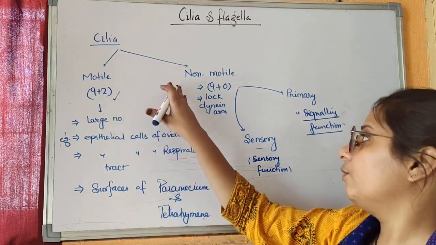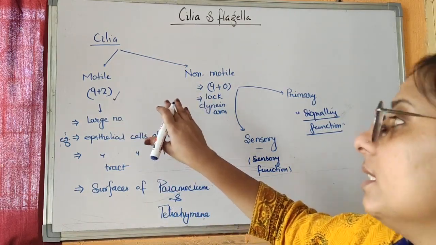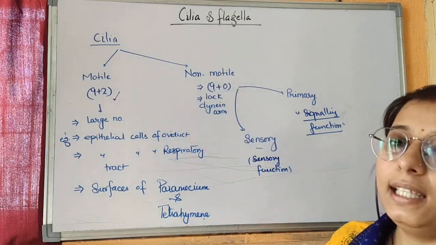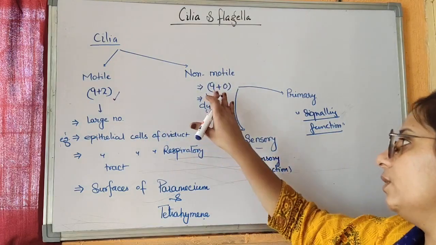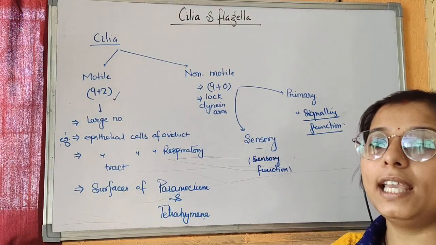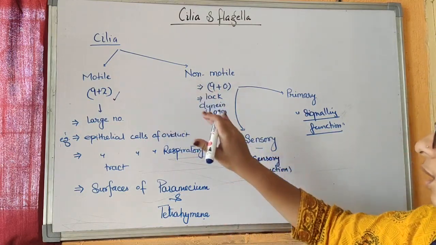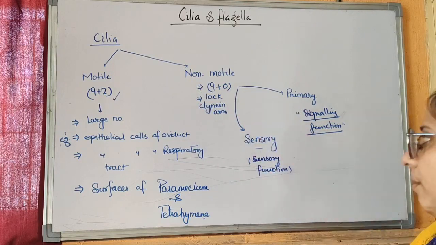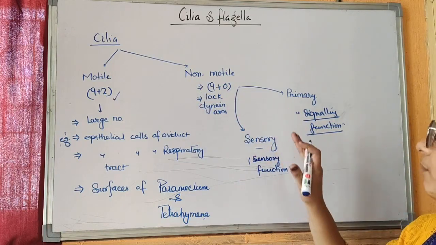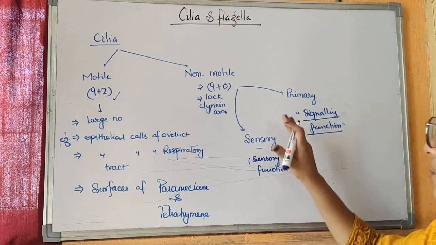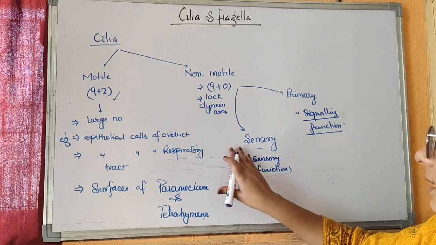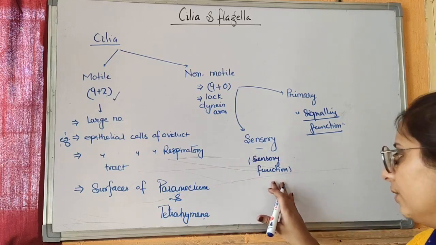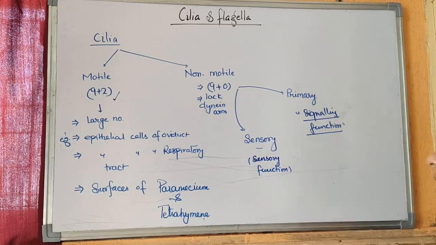But there are a few non-motile cilia present in some organisms, and these have a 9 plus 0 arrangement and there is a lack of dynein arm. But these non-motile cilia can be of two further types, sensory and primary. The sensory and primary have different processes and functioning. The sensory are involved in the sensory function in a cell, while the primary include the signaling functions.